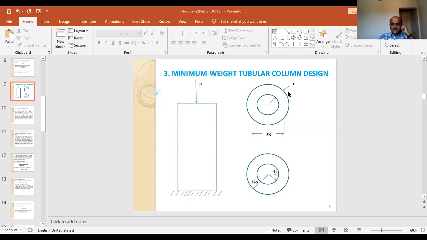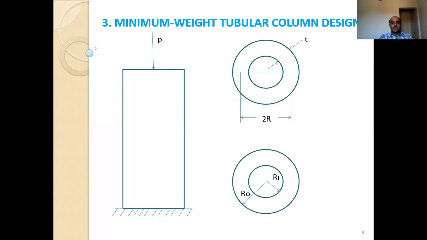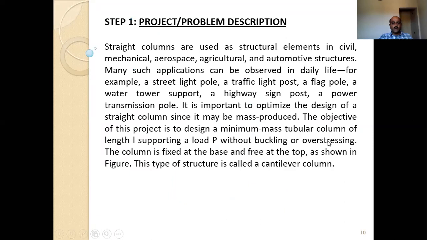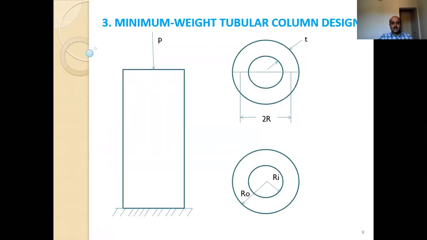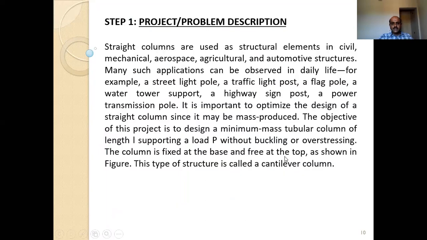In the last class, I started with this problem, minimum weight tubular column design. I think I have given a solution for this also. I hope you have understood. You have two formulations for this problem. The diagrams I have shown here: the first formulation is with the mean radius R and the thickness t. And I asked you to get the solution for the second formulation in terms of R naught and R. Okay, quickly I will go through this.